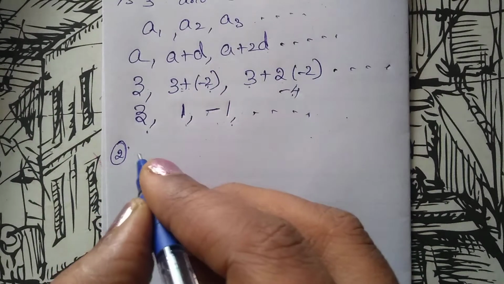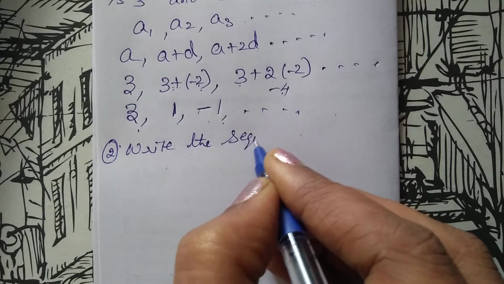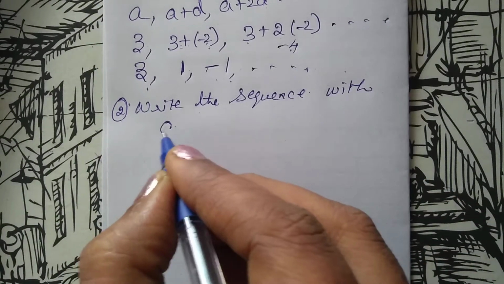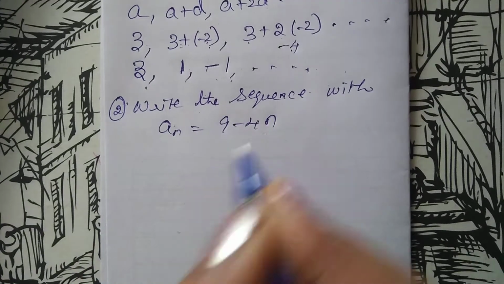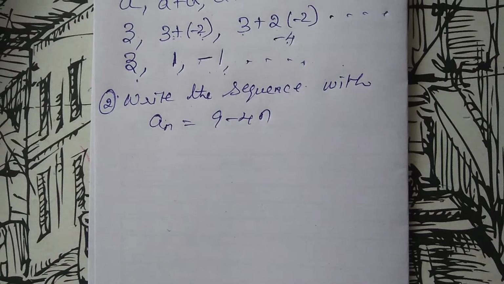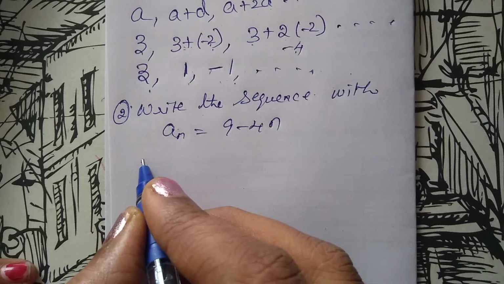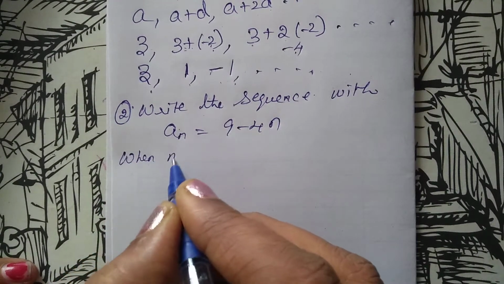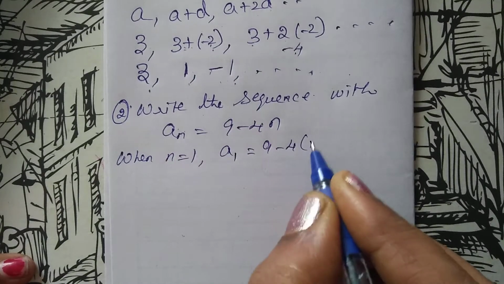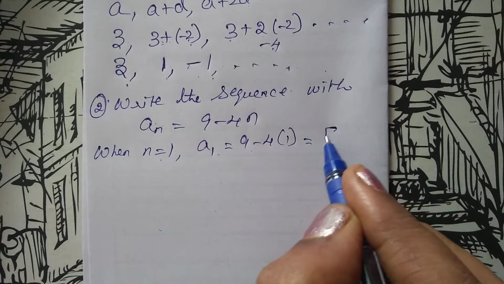Second sum. Write the sequence with an is equal to 9 minus 4n. They have given you the general term. So we will see now, when n is equal to 1, it will become the first term a1. So 9 minus 4 into 1. Wherever n is there, we will replace it by 1. So a1 is 9 minus 4, 5.